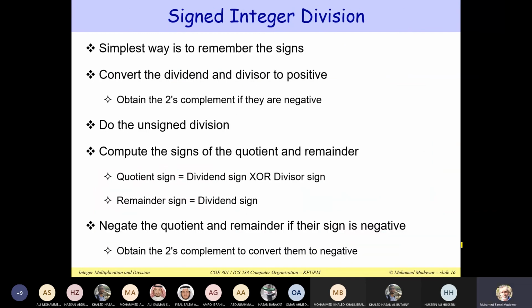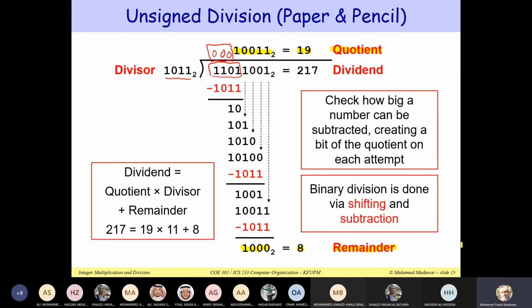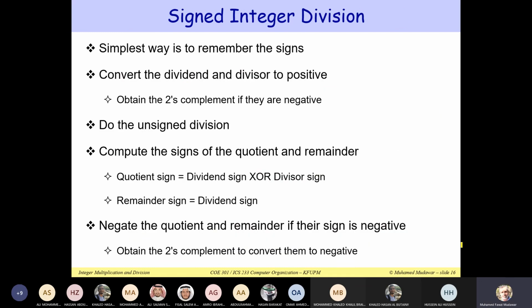Fine. So how about signed integer division? Of course, we can design circuits that also handle signs, like we did in the case of signed multiplication. But for simplicity here, I'm just going to remember the signs of the dividend and the divisor.